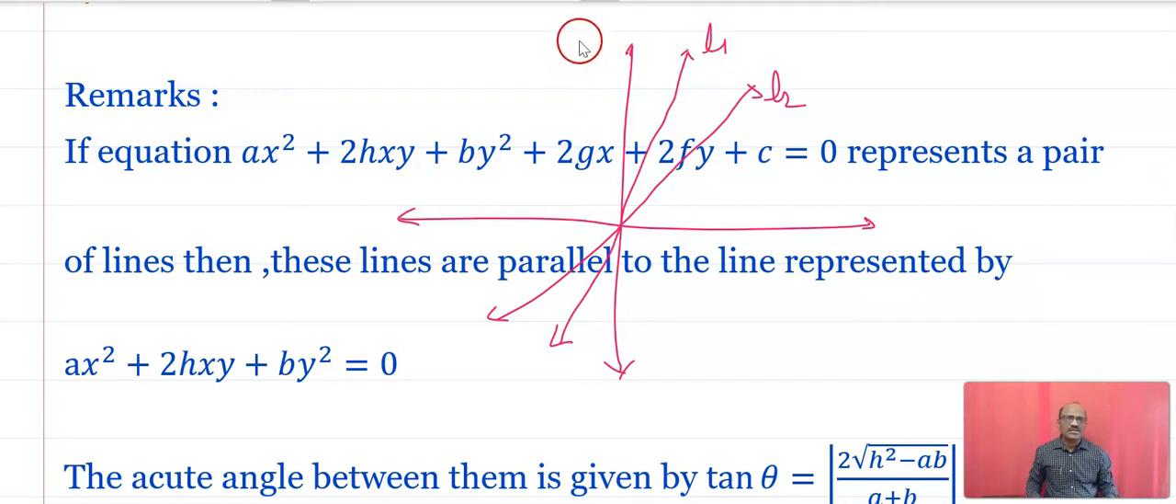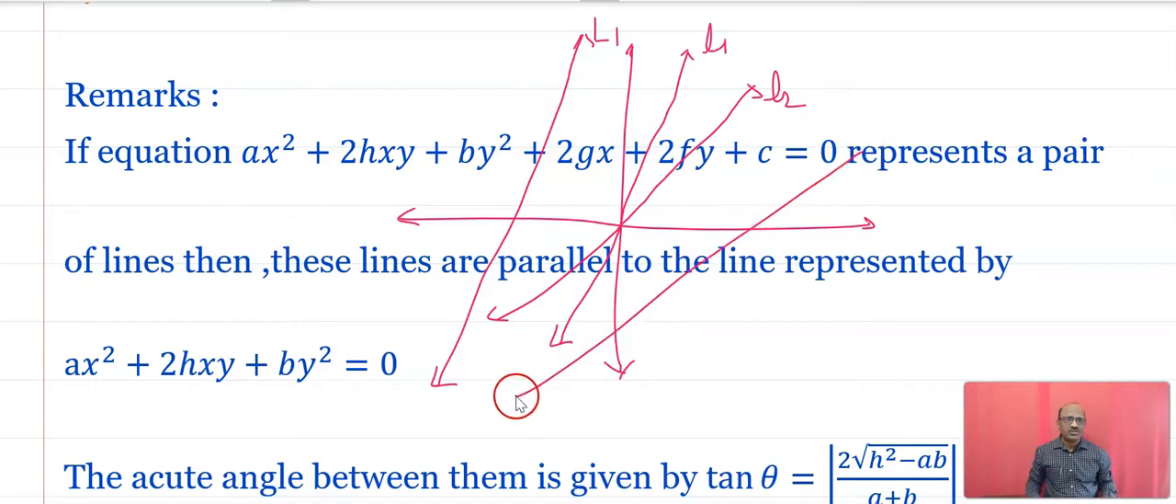Suppose this line is L1, and there is another line parallel to this L1, which is the capital L1. Also there is another line L2, and it is parallel to this line. Now the lines which pass through the origin are correspondingly parallel to the capital L1 and the capital L2. They are parallel, they have equal slopes.